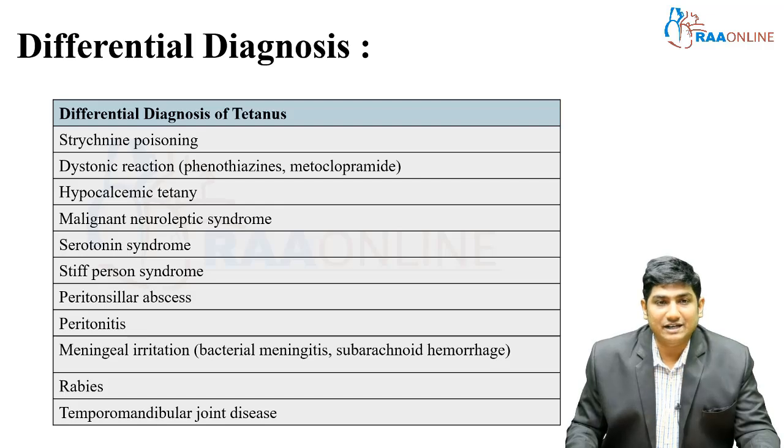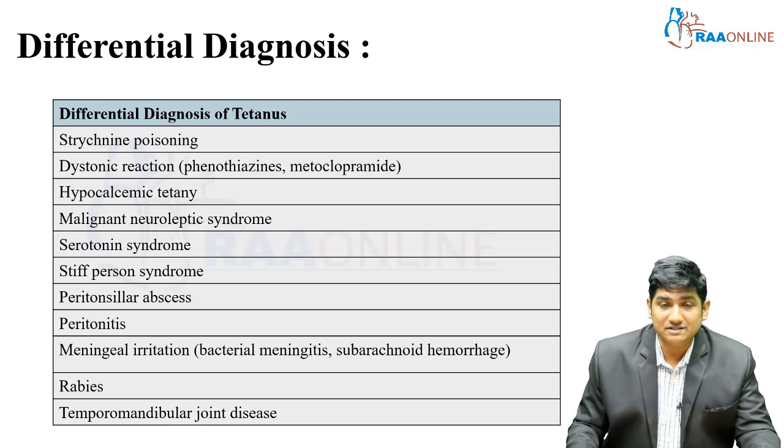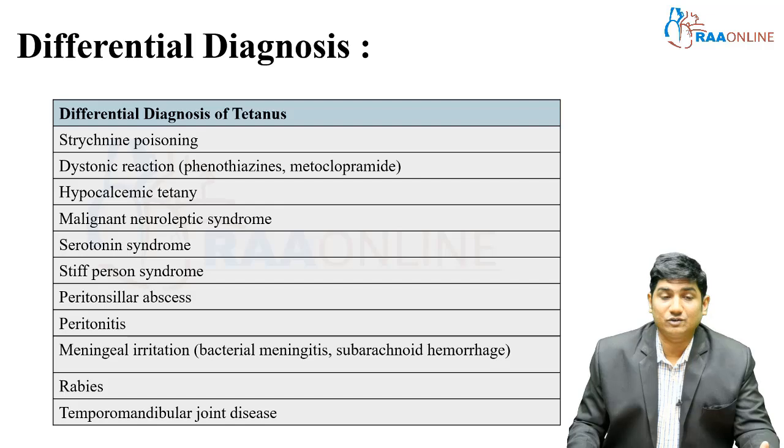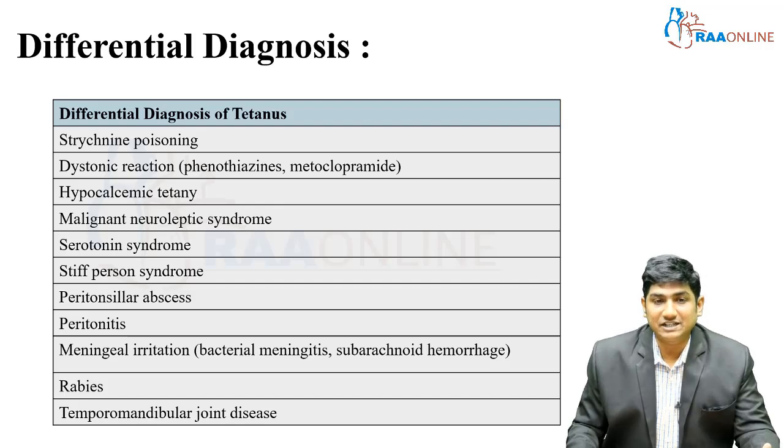So the other differential diagnoses are the dystonic reactions when patients are on metoclopramide or phenothiazines, hypocalcemic tetany, malignant neuroleptic syndrome, serotonin syndrome, stiff person syndrome, peritonsillar abscess, peritonitis where there will be severe guarding and rigidity of the abdomen, meningeal irritation because of bacterial meningitis and SAH, rabies and temporomandibular joint diseases. Okay, all these are differential diagnoses of tetanus.